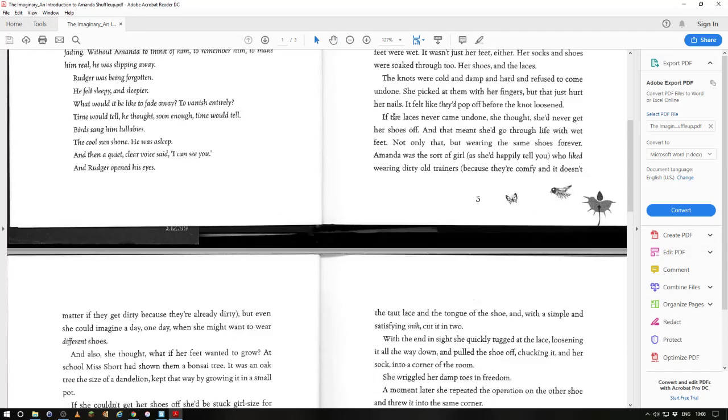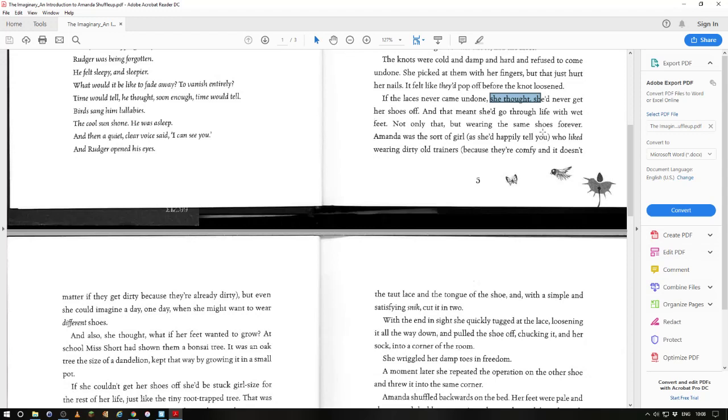This bit's interesting. Look, if the laces never came undone, she thought she'd never get her shoes off. So this "she thought" gives us license to get into her head from the third person perspective. And then looking in your character's head gives us a little hint about what they're thinking without giving too much away. Not only that, but wearing the same shoes forever. Amanda was the sort of girl, as she'd happily tell you, who liked wearing dirty old trainers because they're comfy and it doesn't matter if they get dirty because they're already dirty.